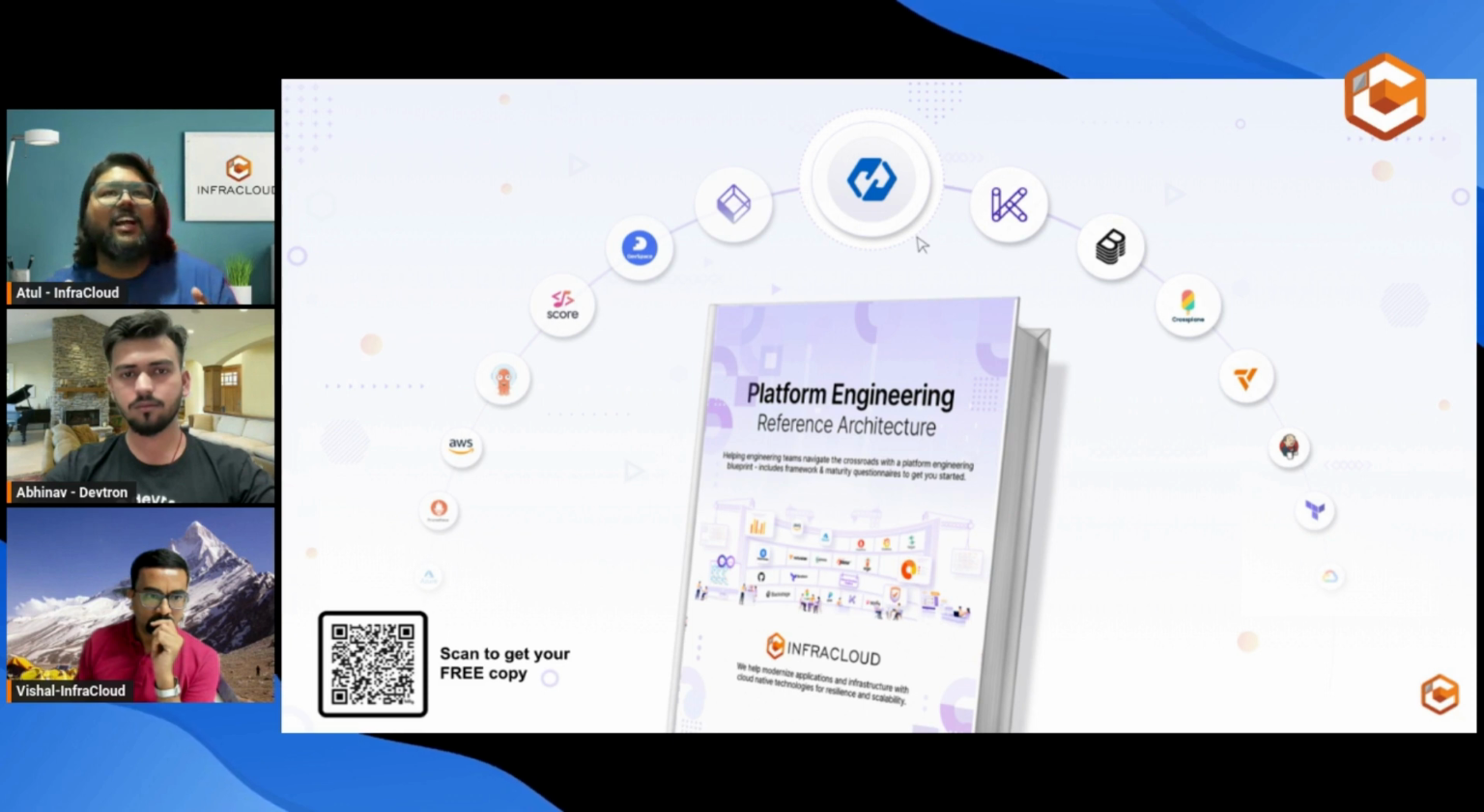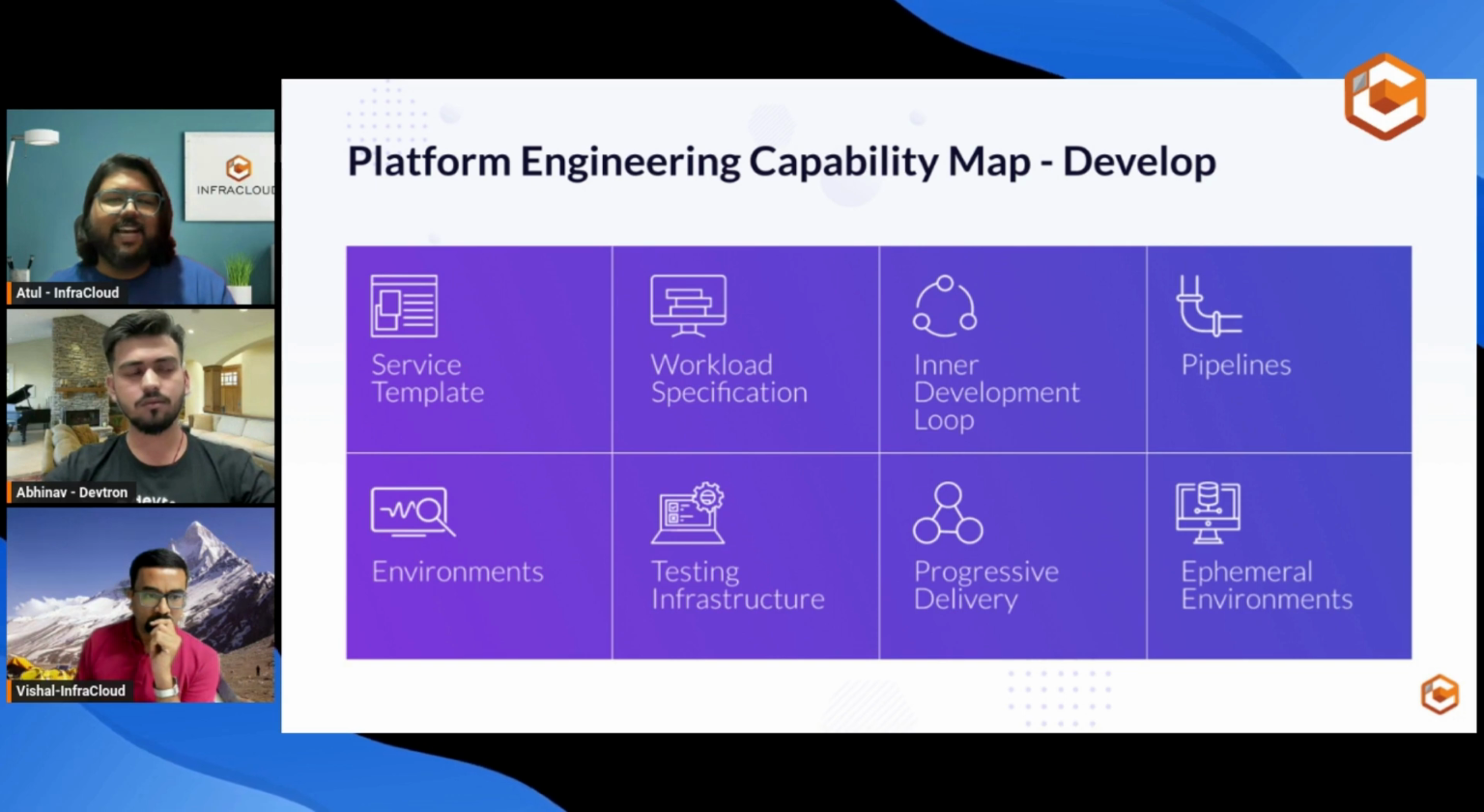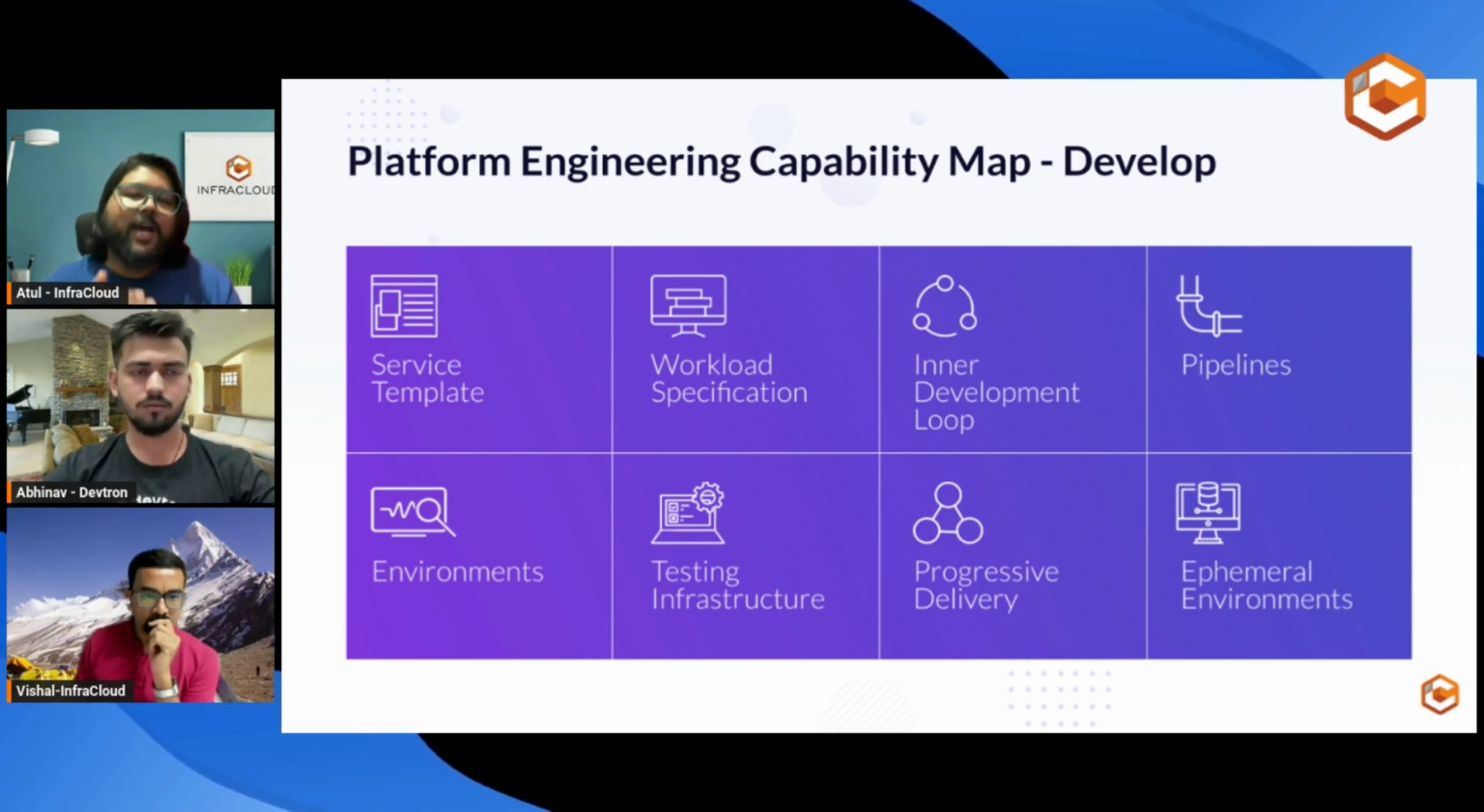Now, as I said, there are a lot of things that are part of this ebook. One thing that I would like to highlight today is the platform engineering capability map. So what we essentially mean here is that every platform that you are trying to build needs to have certain capabilities that make it complete. So when you are building a platform, you need to ensure that all the tasks or all the services that your developers require to build their applications are provided by these platforms.